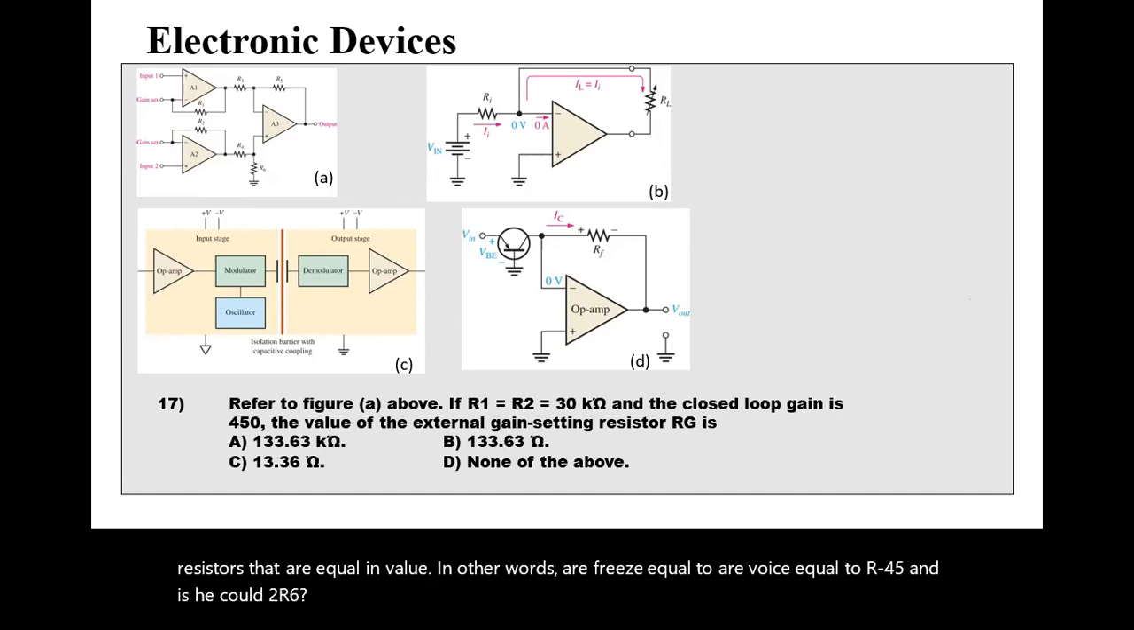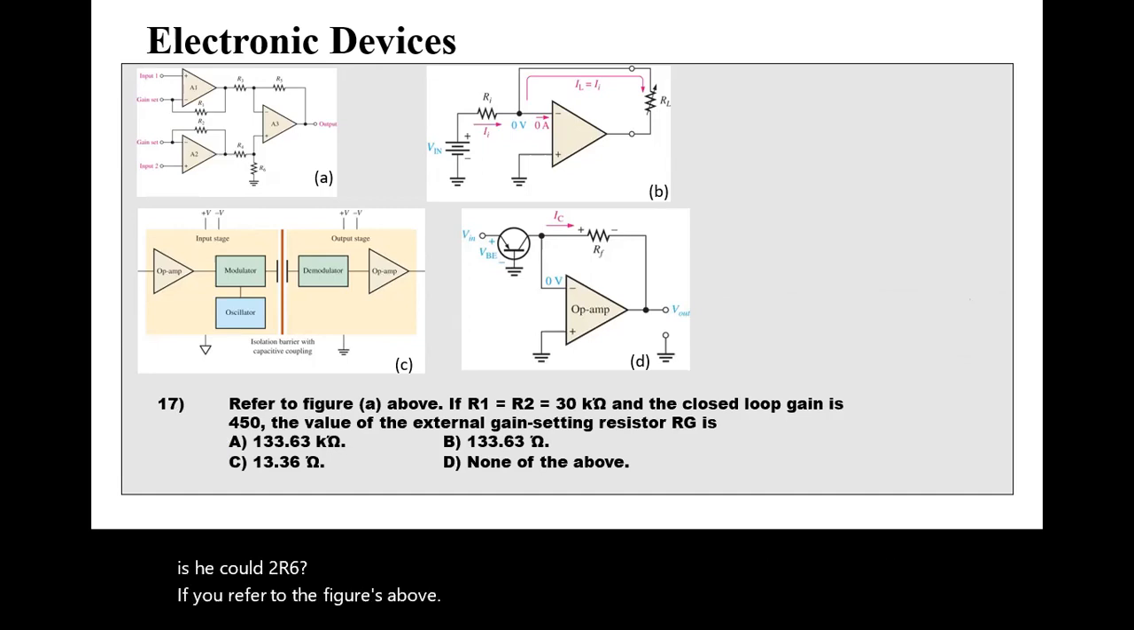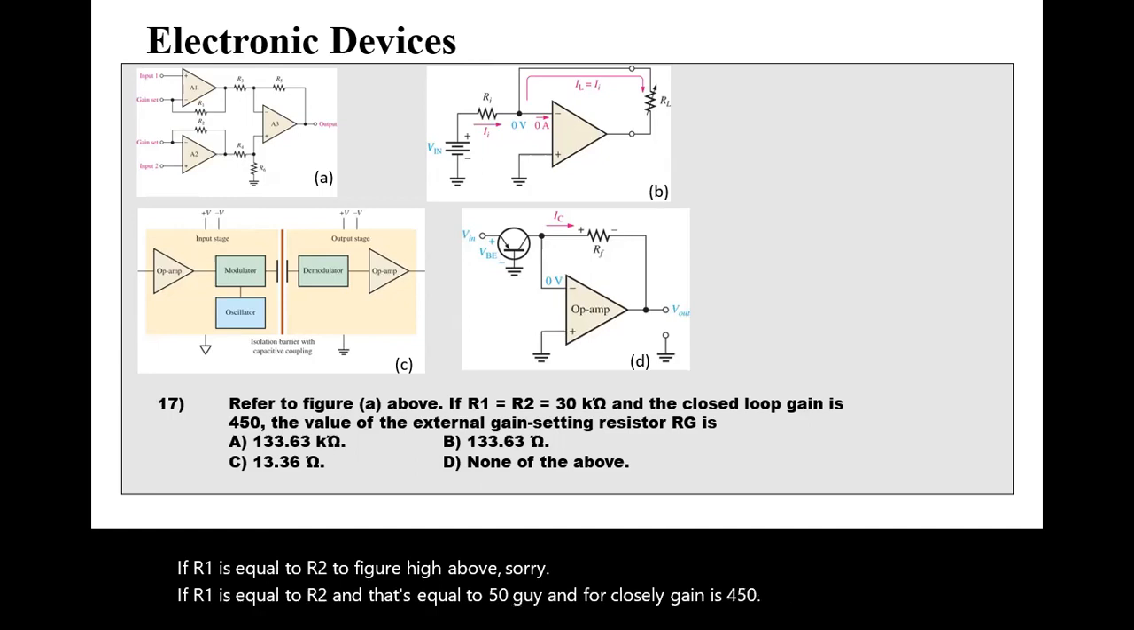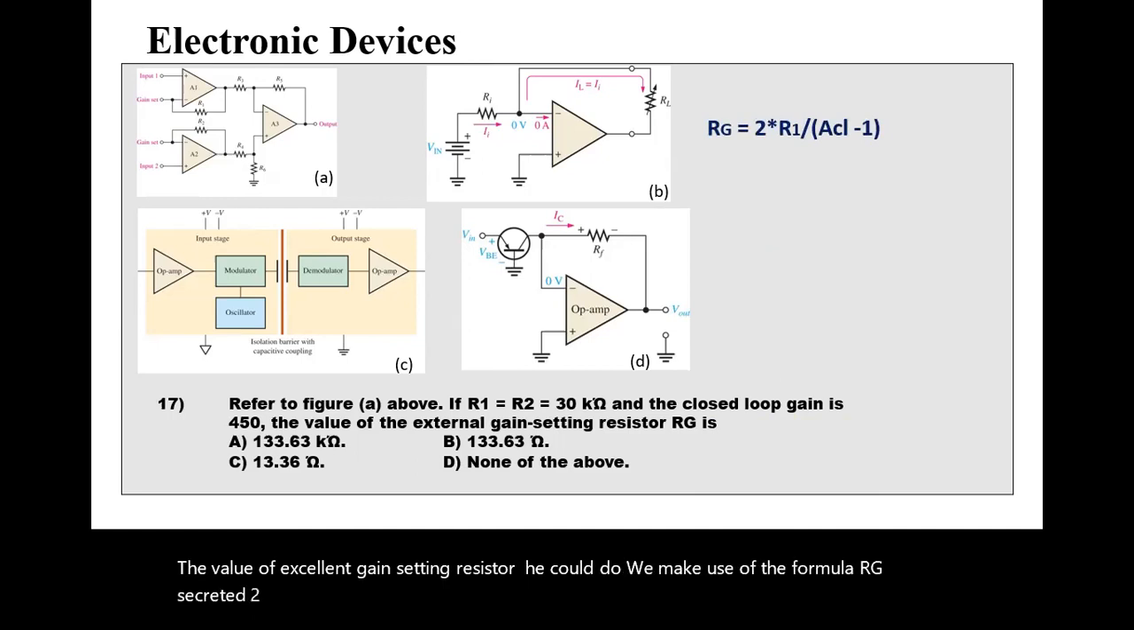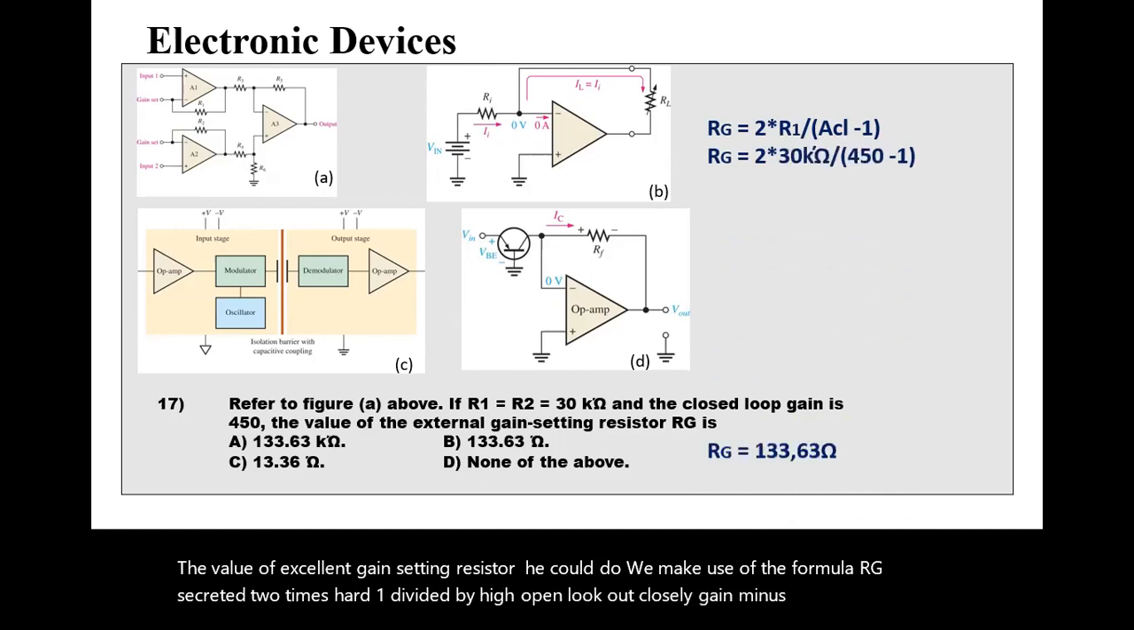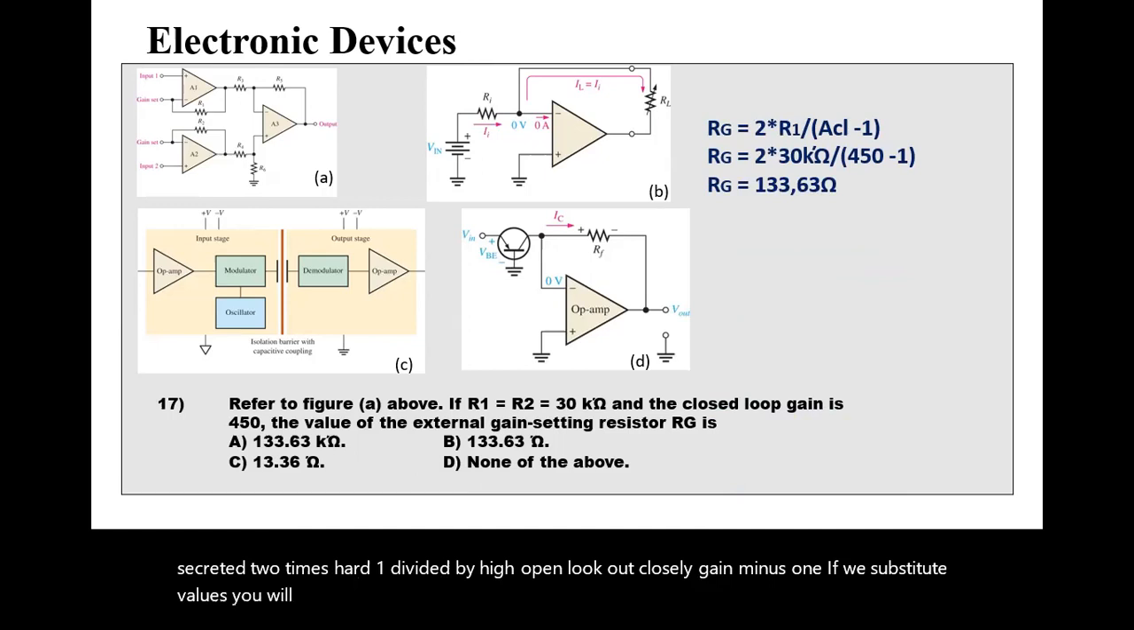If we refer to figure A above, if R1 is equal to R2, and that's equal to 30K, and the closed loop gain is 450, the value of the external gain setting resistor RG is equal to, we make use of a formula, RG is equal to 2 times R1 divided by the closed loop gain minus 1. If you substitute those values, you will get a value of RG equal to 133.63. So in other words, the correct answer for this problem is B.